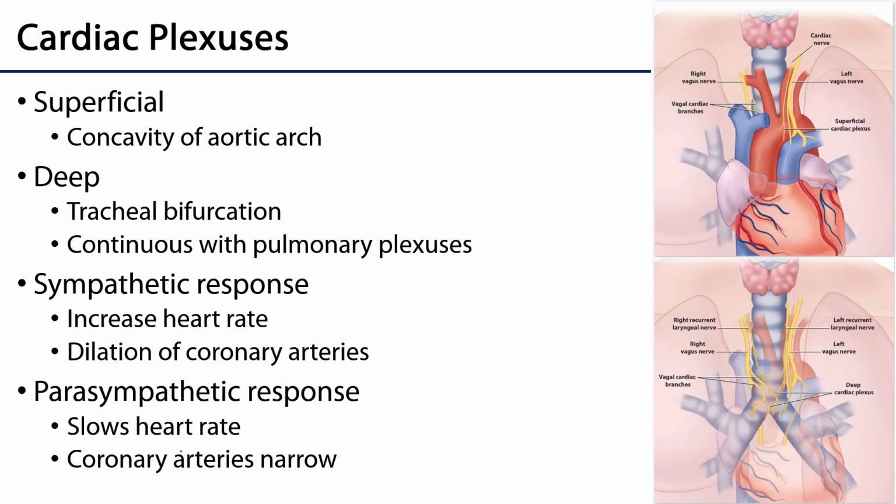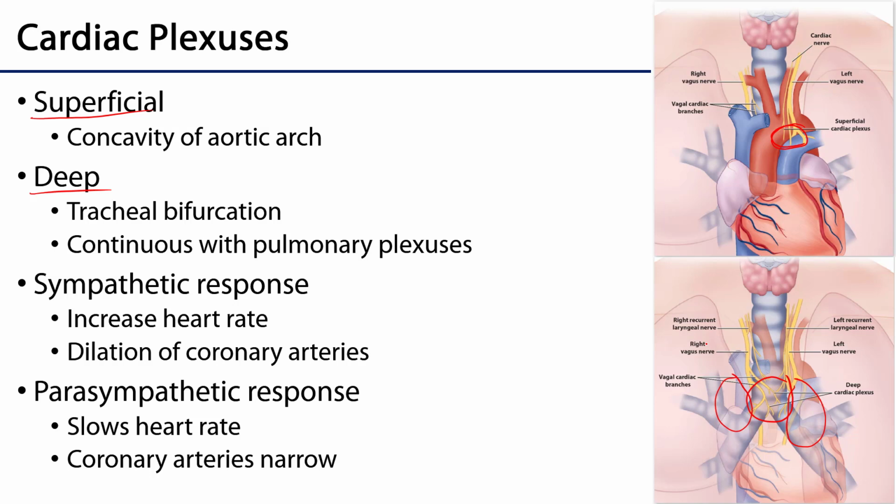So let's take a look at the gross anatomy of these cardiac plexuses. So there's both a superficial and a deep plexus. The superficial cardiac plexus is in association with the aortic arch. Generally, it's found in the concavity of the aortic arch, and it's going to be contiguous with the deep cardiac plexus, which is found at the tracheal bifurcation. It's also important that you understand that the deep cardiac plexus is in close association with the pulmonary plexuses. So the autonomics that are controlling the heart and the coronary arteries are also controlling the lungs. They're working in concert with one another. And that makes sense because all of the metabolic conditions that you're going to want to affect heart rate are also going to affect respiration as well.